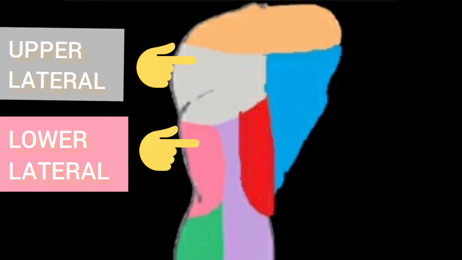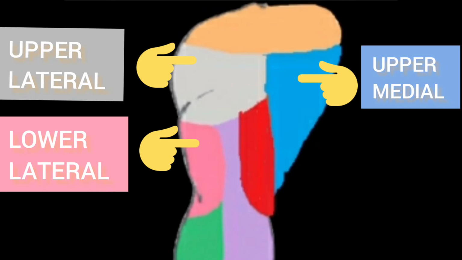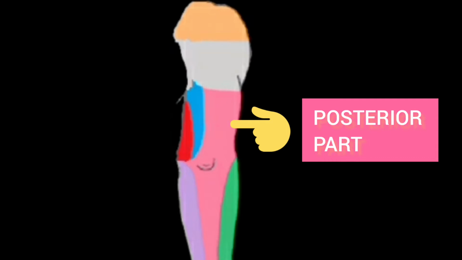For the convenience, the arm is divided into the upper lateral part, the lower lateral part, the upper medial part, the lower medial part, and the posterior part. Now let us look at the nerve which supplies these parts.